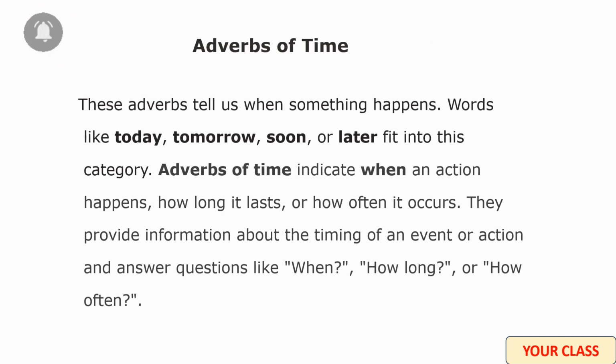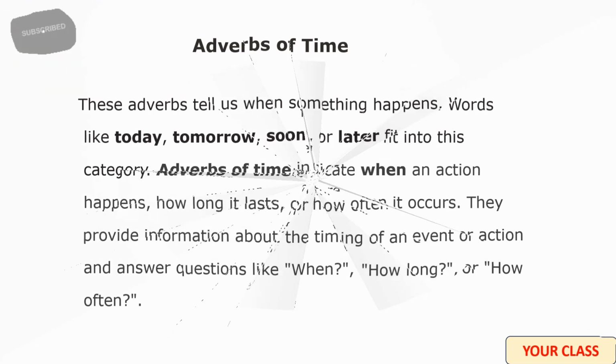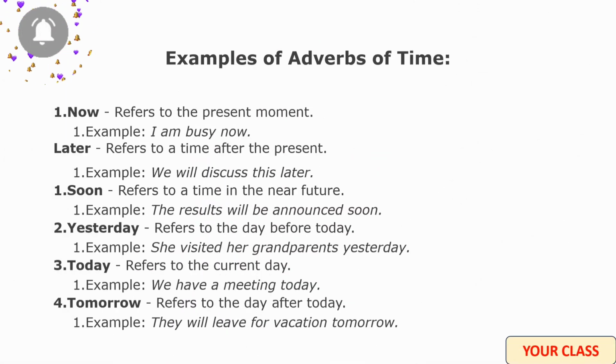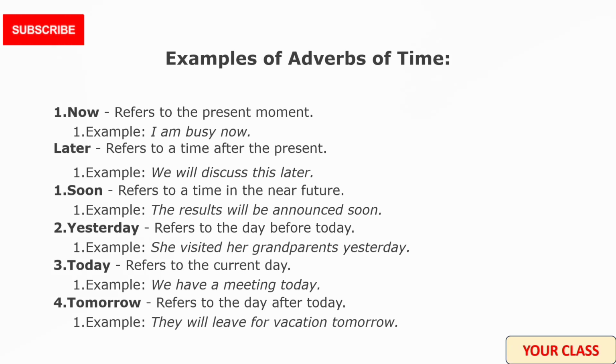Adverbs of time indicate when an action happens, how long it lasts, or how often it occurs. They provide information about the timing of an event or action and answer questions like when, how long, or how often. Now we understand it through these examples.